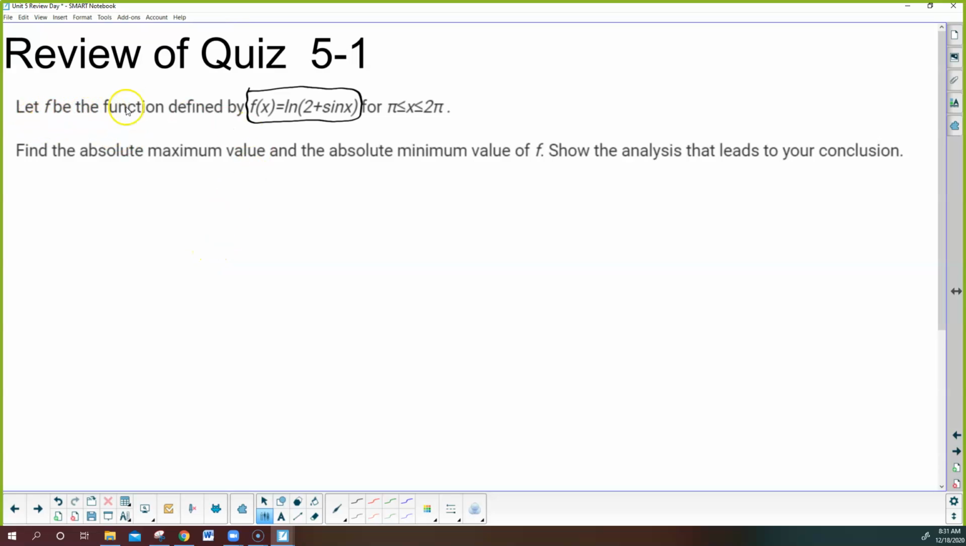So what do we got? We've got f is the function from the interval, and you can always rewrite this interval if you'd like. They're saying we only want the answers between pi and 2 pi. And then it says find the absolute max and the absolute min. So what do we need to do? Absolute max and mins occur at critical points.